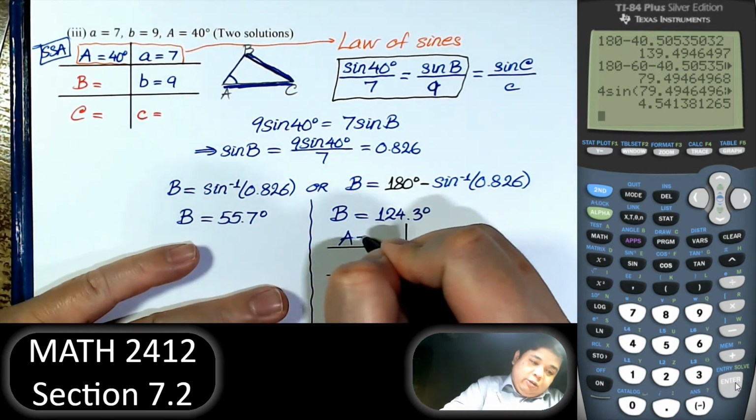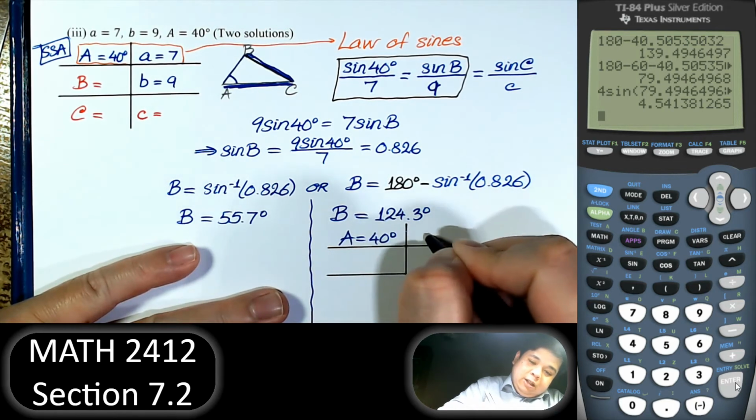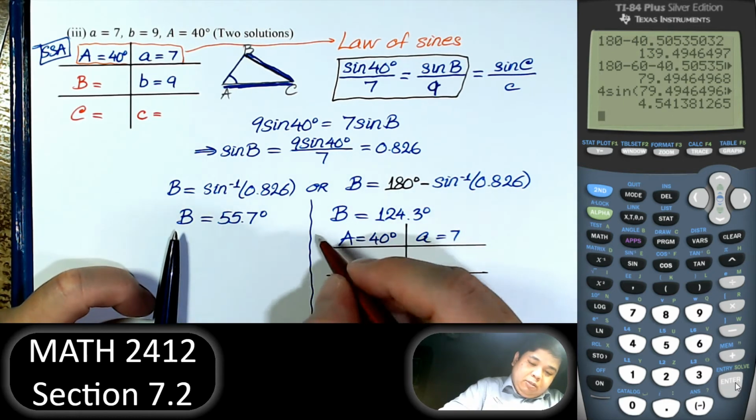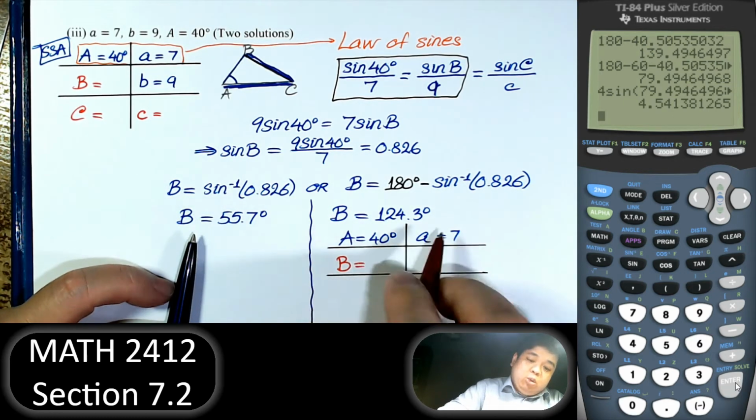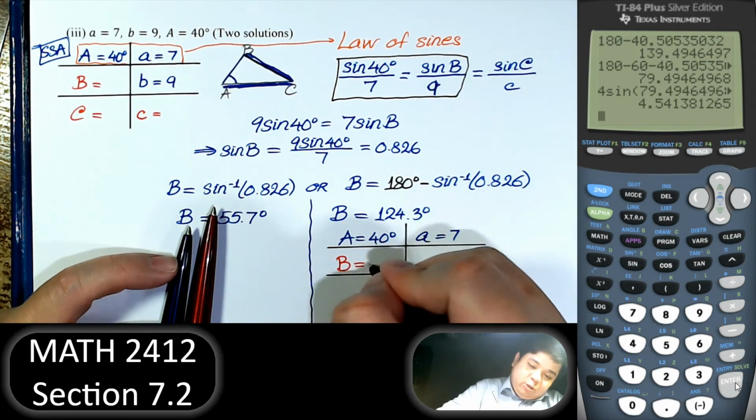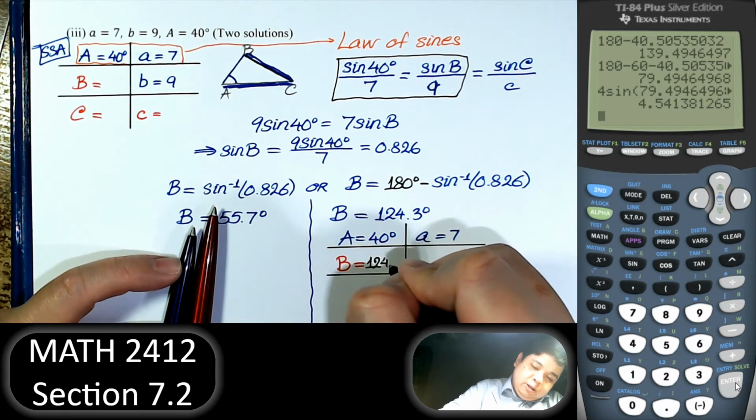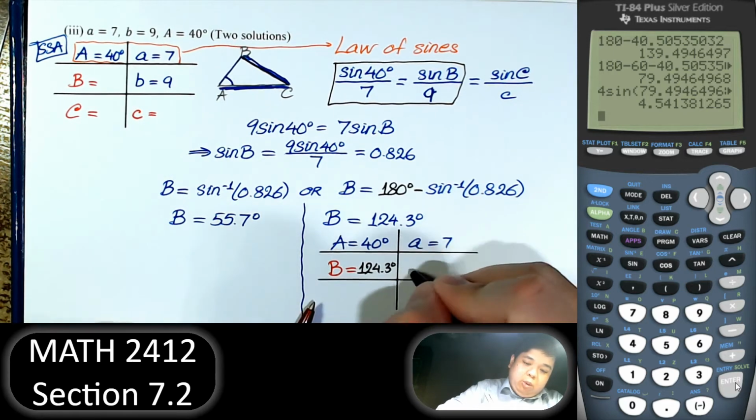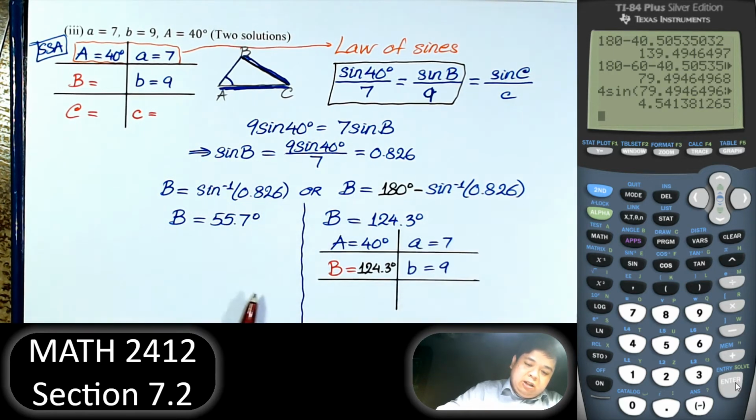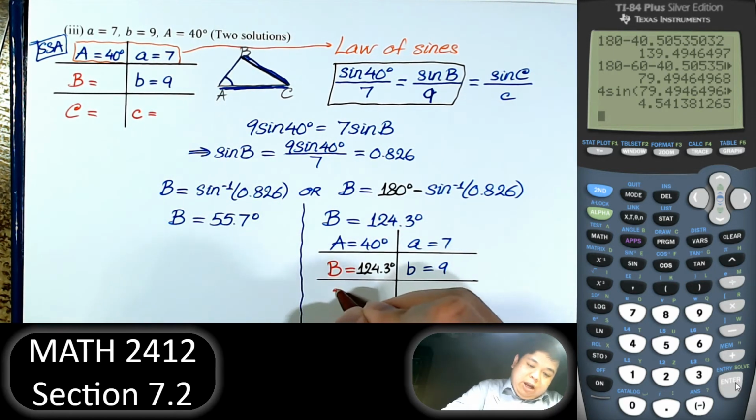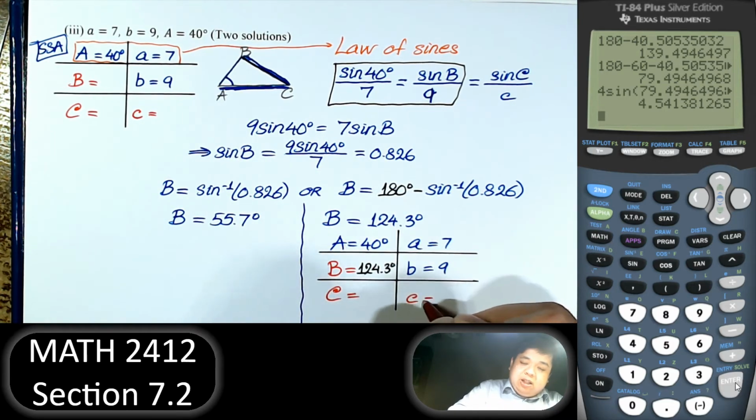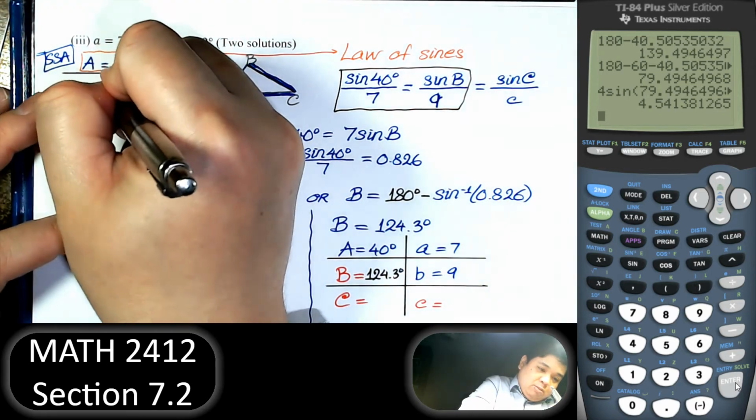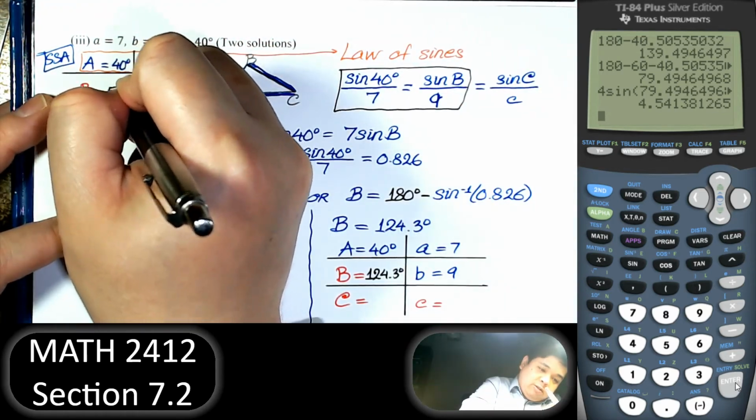So A is still 40 degrees, little a is 7, B, actually we solve now, is 124.3. We know b is 9, don't know angle C, don't know sine C. Right, now just put in 55.7 degrees.